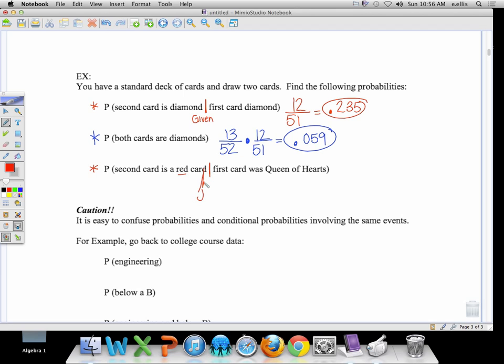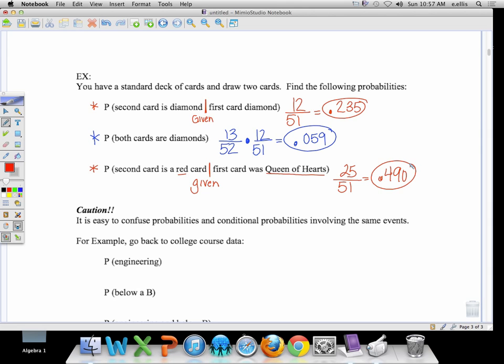All right, let's do one more here. Find the probability that the second card is a red card given the first card was the Queen of Hearts. Let's fix that real fast. So first card, Queen of Hearts. You have that card, you have taken it out of the deck. The second card is a red card. The Queen of Hearts is red. You took 1 red card out. That means there are 25 left out of 51 remaining cards, which is 0.490. Again, my zero's there because I had to round up a little bit.